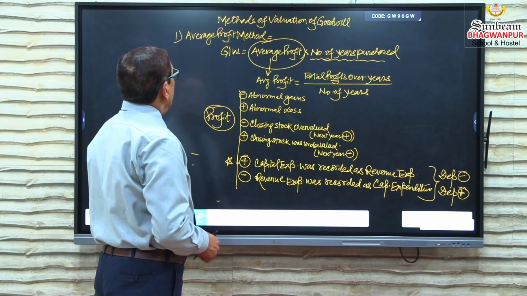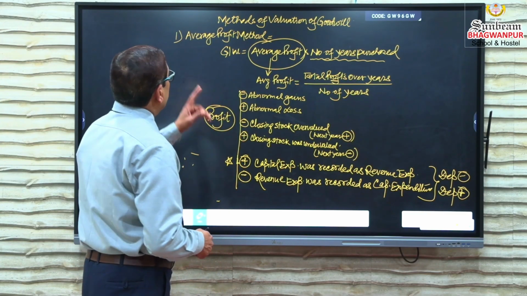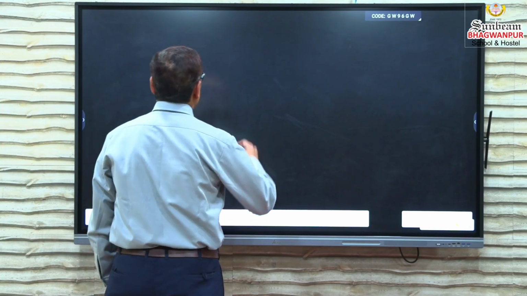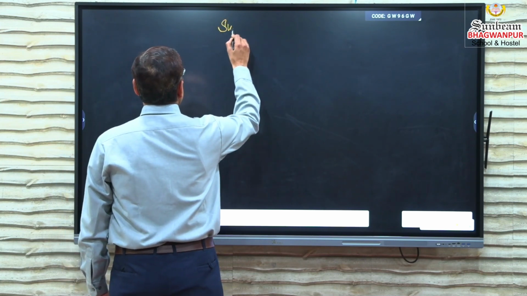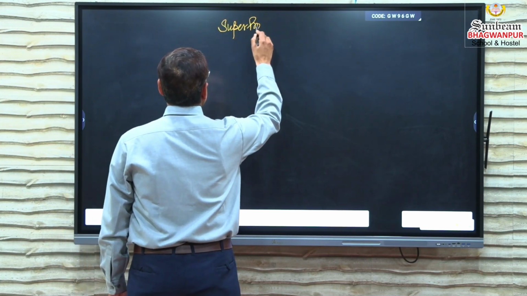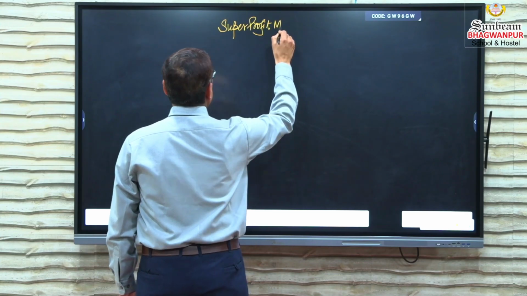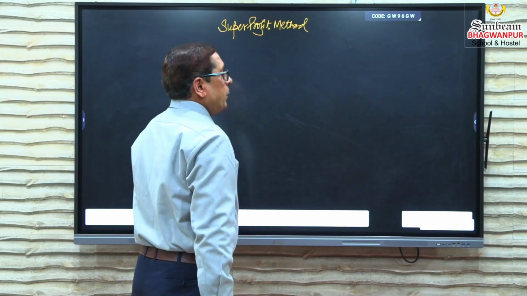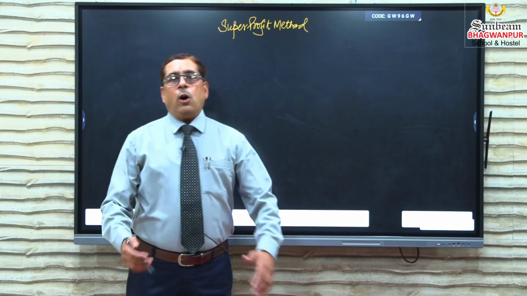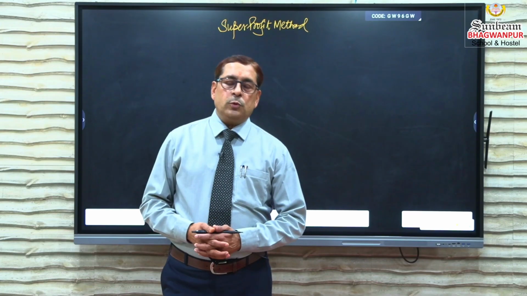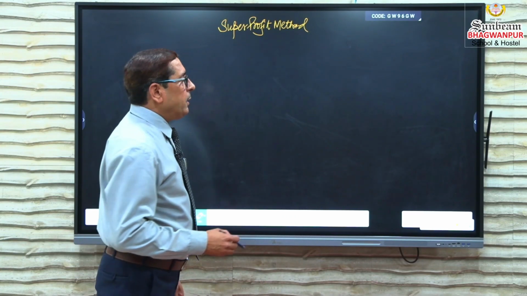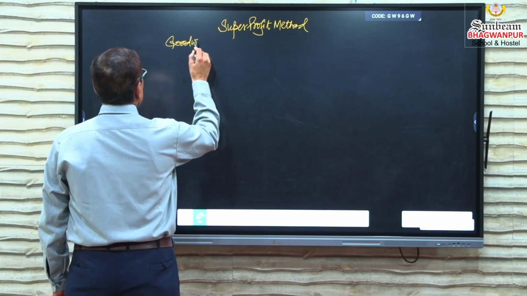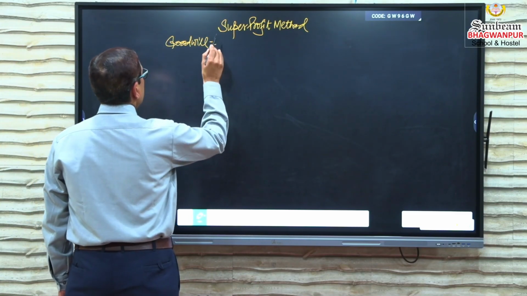Now, let's start the second method of valuation of goodwill. The second method is the super profit method. Through the super profit method, we can also find out the value of goodwill. Now, what is the formula for calculating goodwill under super profit method?